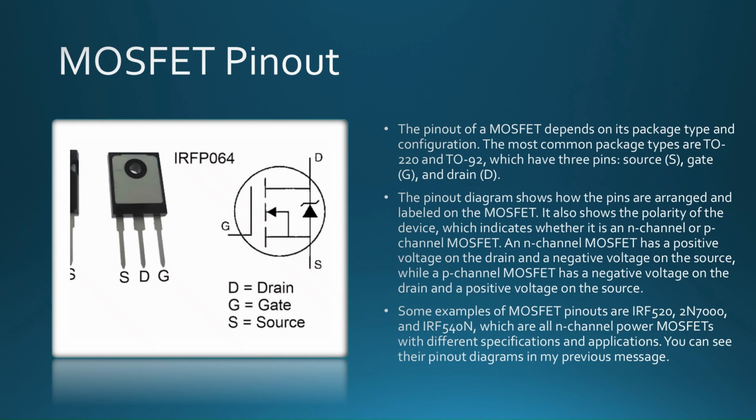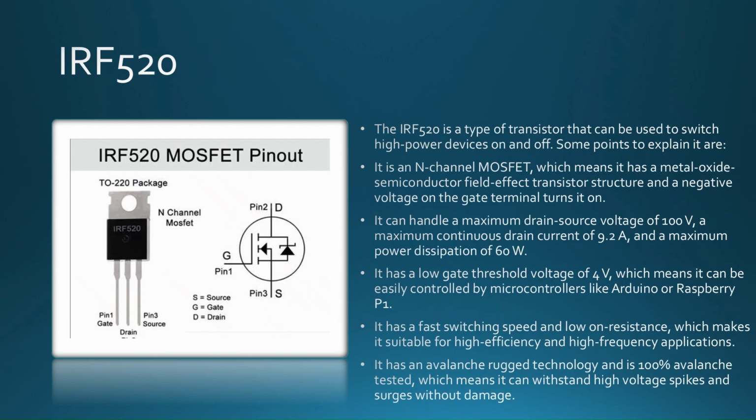An N-channel MOSFET has a positive voltage on the drain and a negative voltage on the source, while a p-channel MOSFET has a negative voltage on the drain and a positive voltage on the source. Some examples of MOSFET pinouts are IRF520, 2N7000, and IRF540N, which are all N-channel power MOSFETs with different specifications and applications. The IRF520 is a type of transistor that can be used to switch high-power devices on and off.